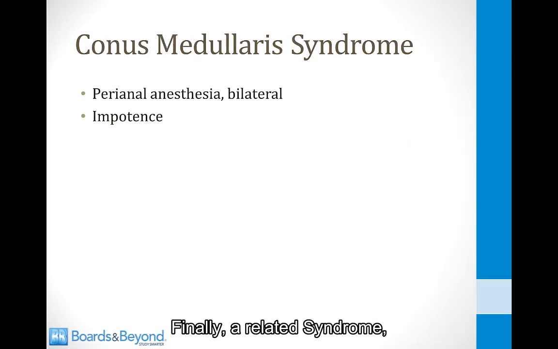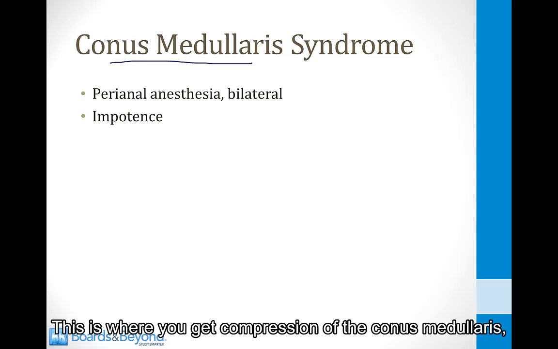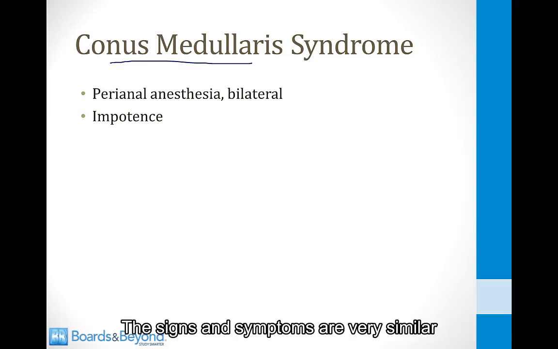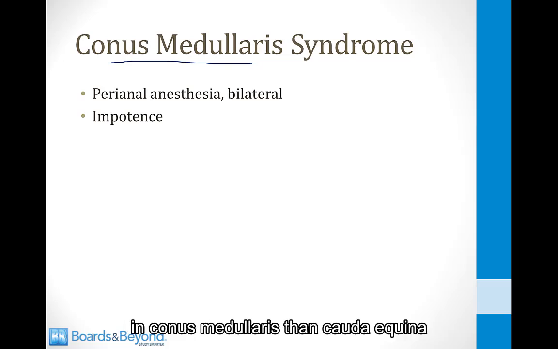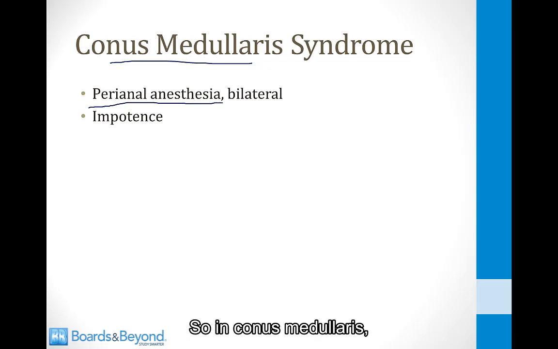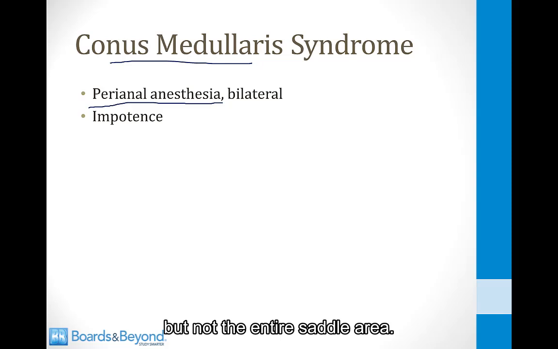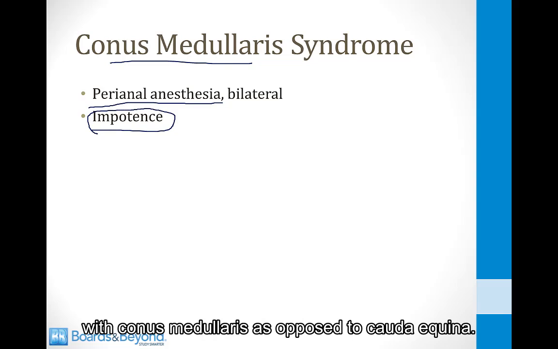Finally, a related syndrome to cauda equina syndrome is conus medullaris syndrome. This is where you get compression of the conus medullaris, that end of the spinal cord. The signs and symptoms are very similar to cauda equina syndrome, but a couple of symptoms that are more common in conus medullaris than cauda equina are perianal anesthesia. So in conus medullaris, you may have loss of sensation only around the anus, but not the entire saddle area. And then also impotence is more common in patients with conus medullaris as opposed to cauda equina.